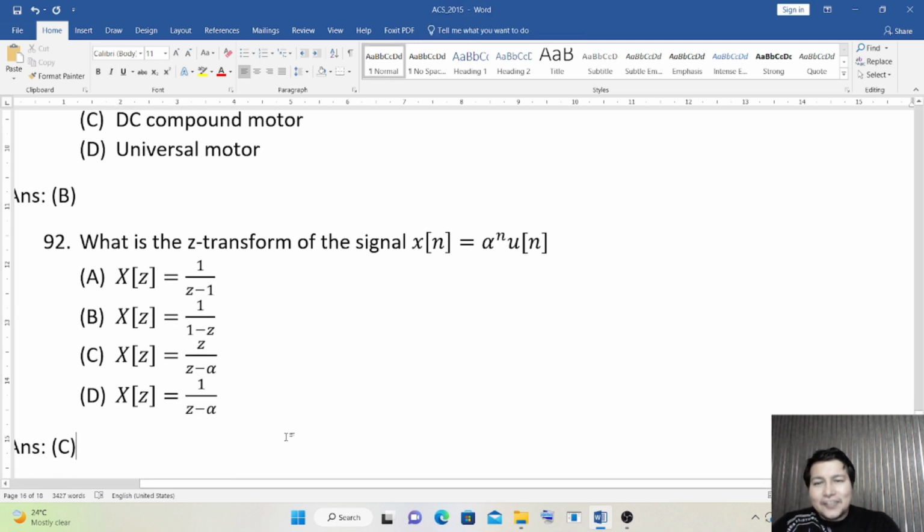What is the Z transform of the signal x[n] equal to alpha to the power n times u[n]? For this we will have to look at the Z transform equation, then we will be able to do it. Option C is the correct answer.